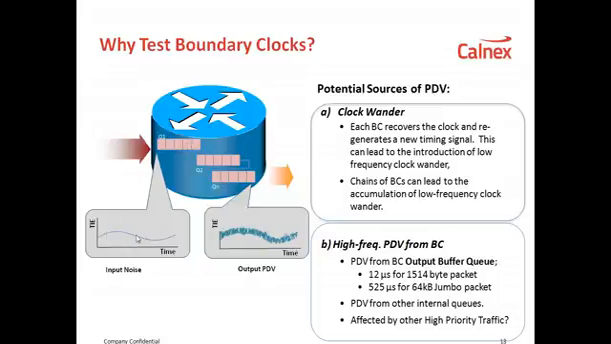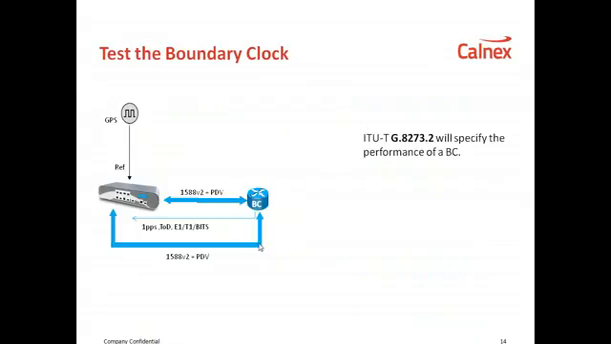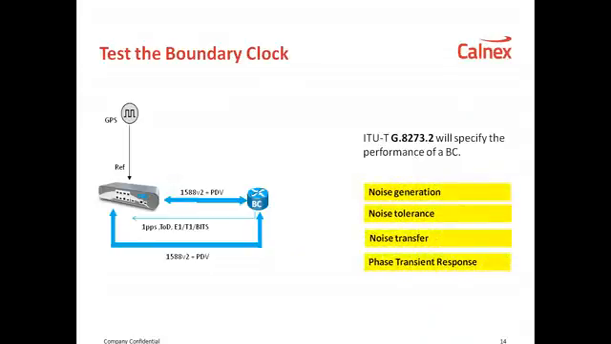We need to test the tolerance of the input to noise as well as the transfer of noise through that boundary clock. The test parameters are all being specified and drawn up as part of the ITU-T G.8273.2 recommendation. And as we described before, these really characterize the output noise, the tolerance, and the transfer of noise through a boundary clock, as well as its reaction or response to a shift in clock reference. The Calnex Paragon-X product can be used as a single box solution to run all of these tests for the boundary clock.